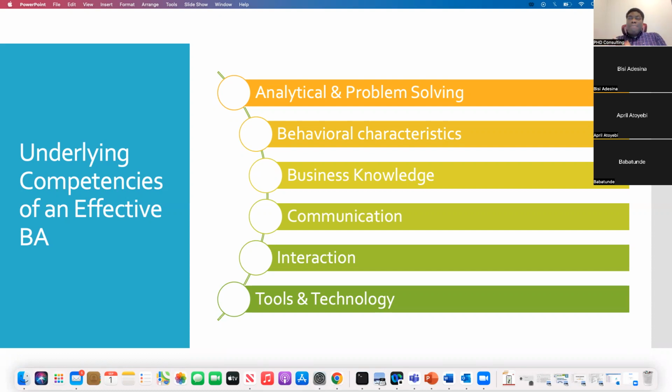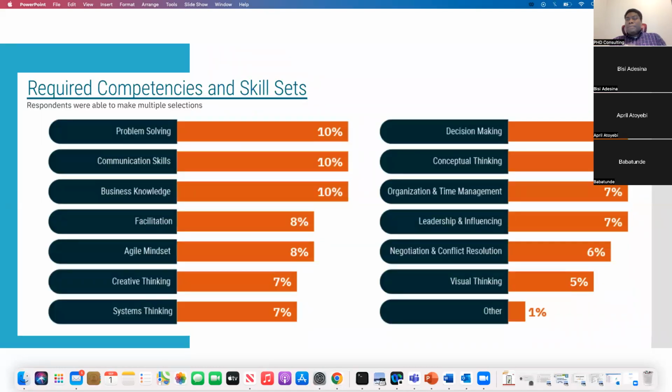Do you have the right behavioral characteristics? Are you a great communicator? Do you have business knowledge? Are you a problem solver? Are you analytical? Can you interact? Those are the kind of things they're actually looking for technically.